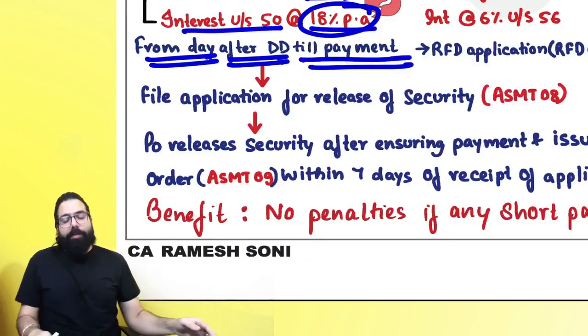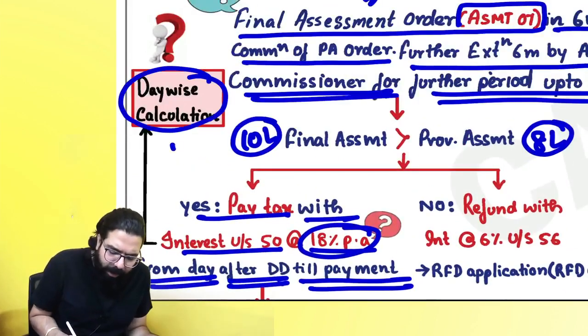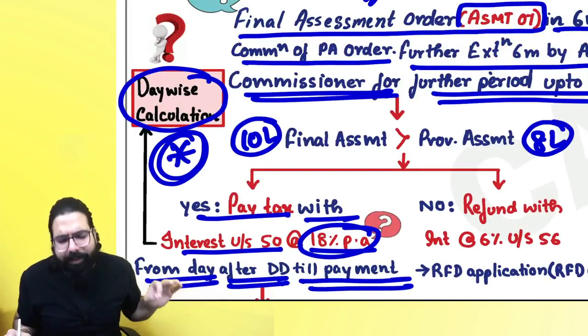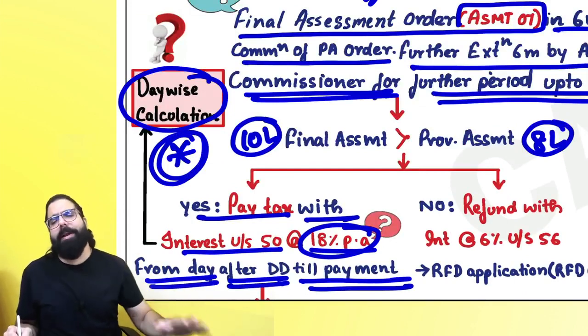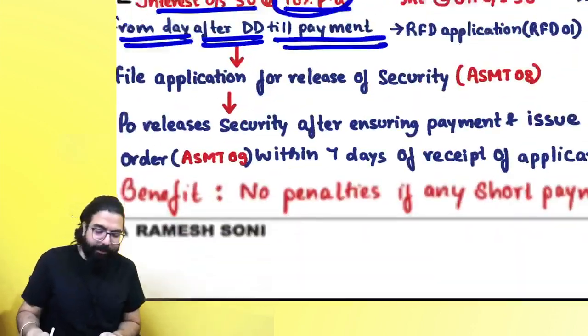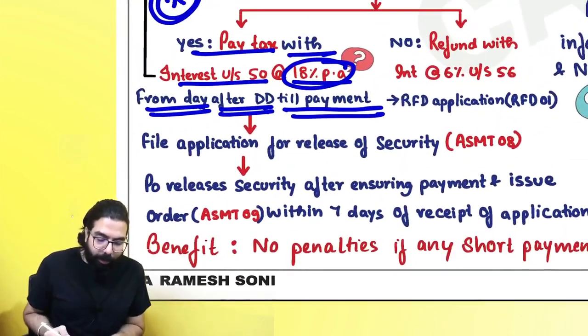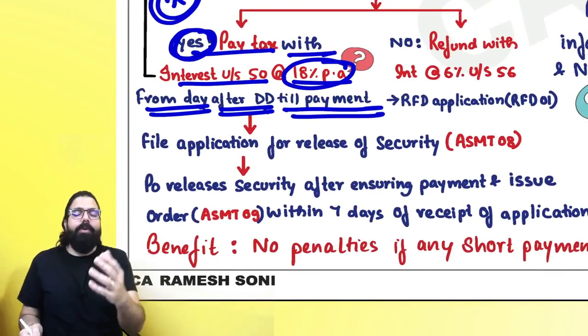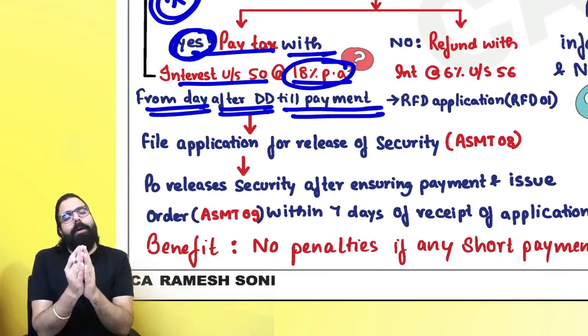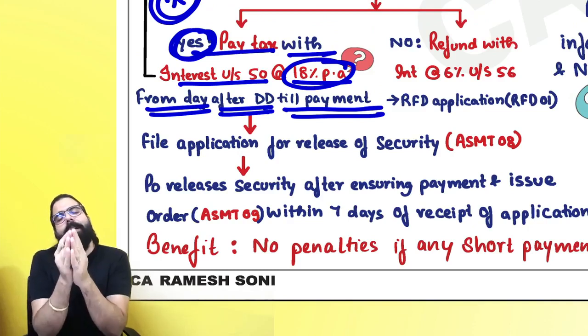And always remember, it is a day-wise calculation, very, very important. In provisional assessment, the day-wise calculation of interest is very, very important. Please practice one question and go. Next. Now, once you pay the tax along with interest, you can tell the officer, I have paid the differential tax, please release my security.